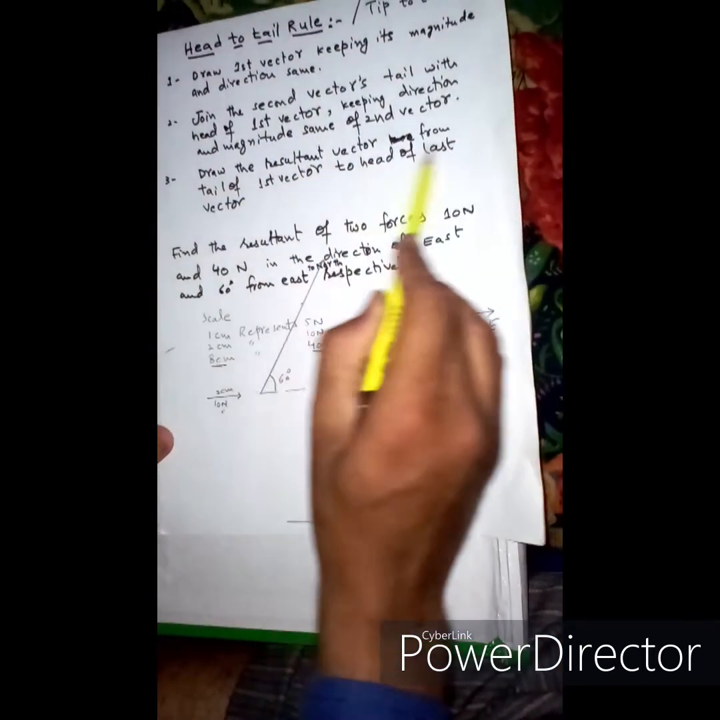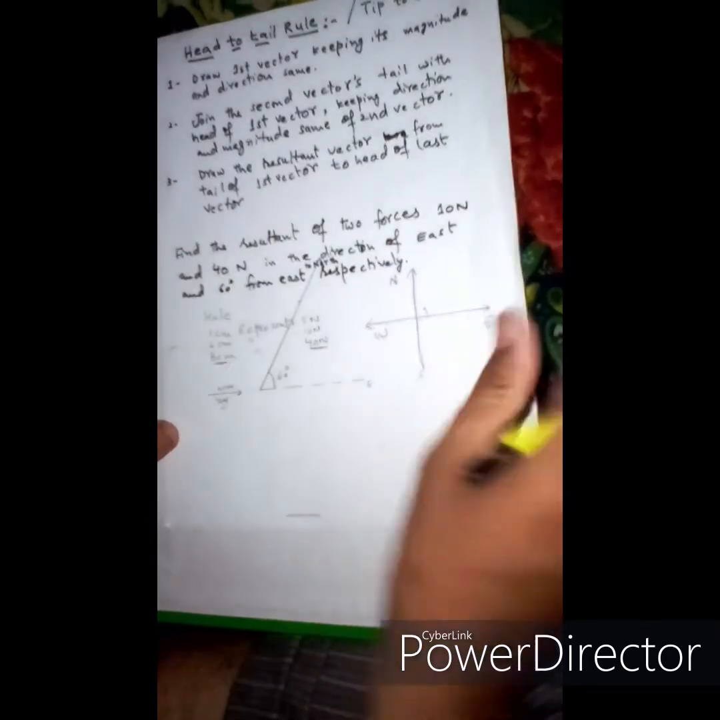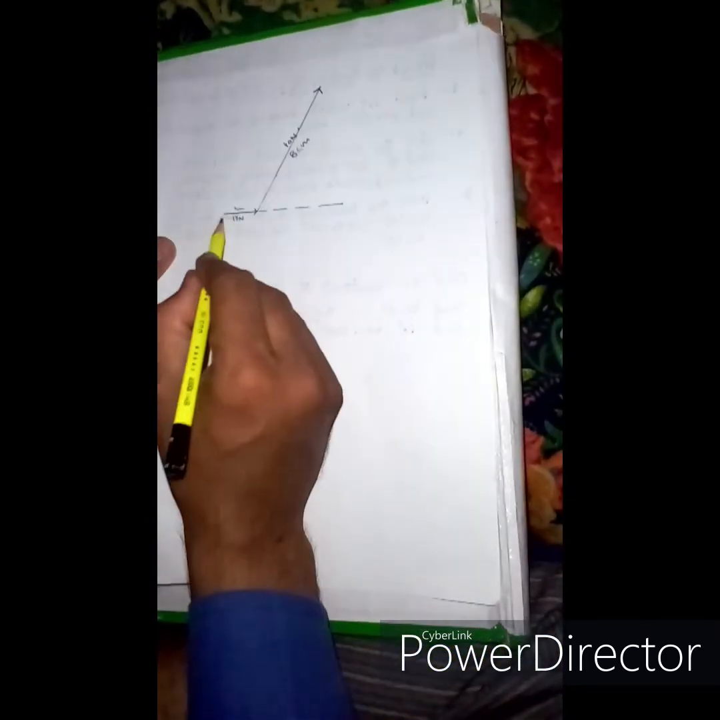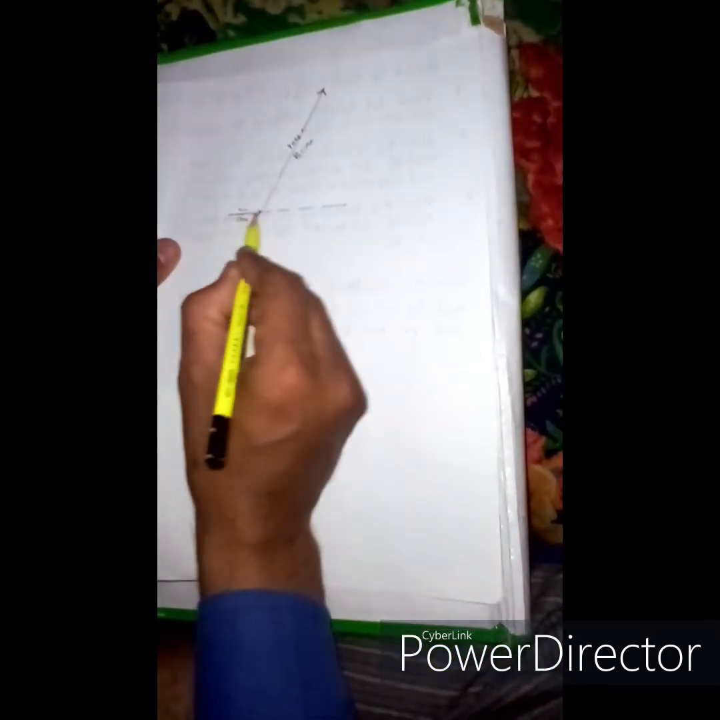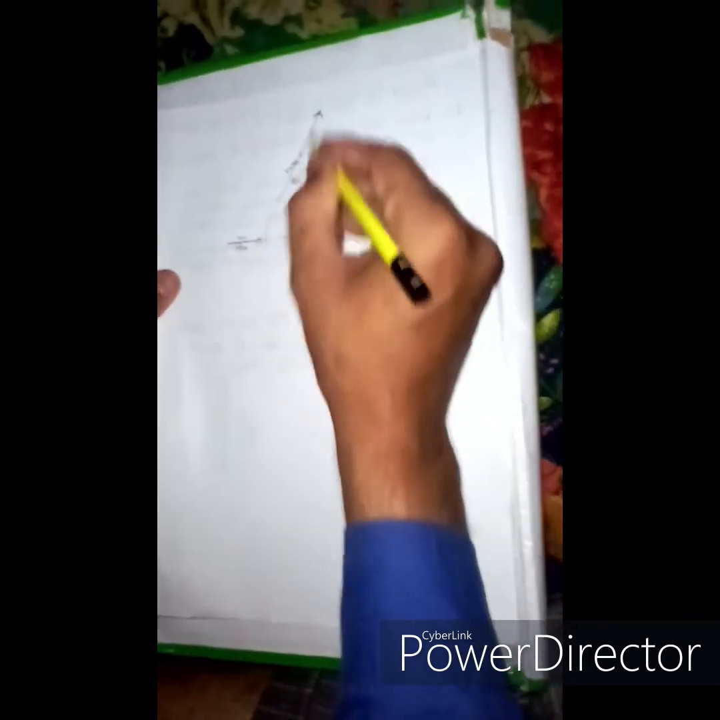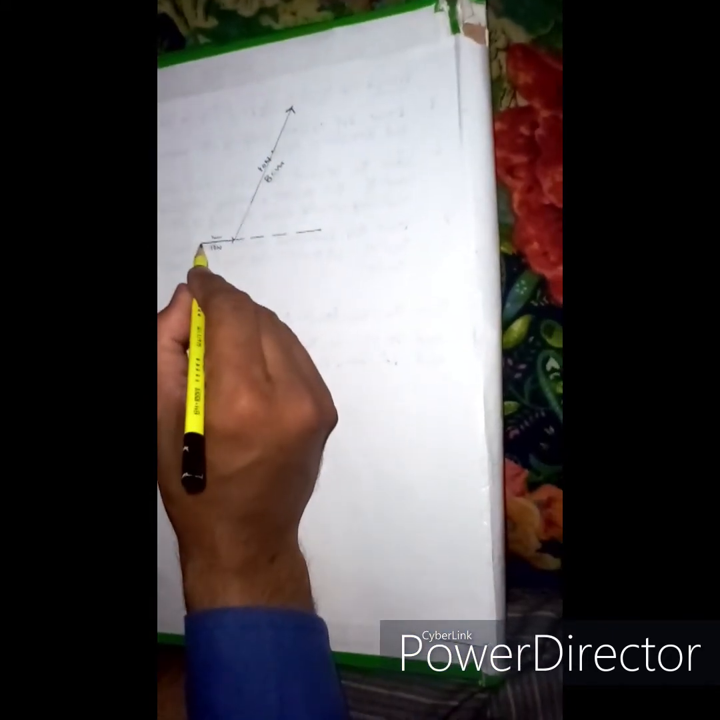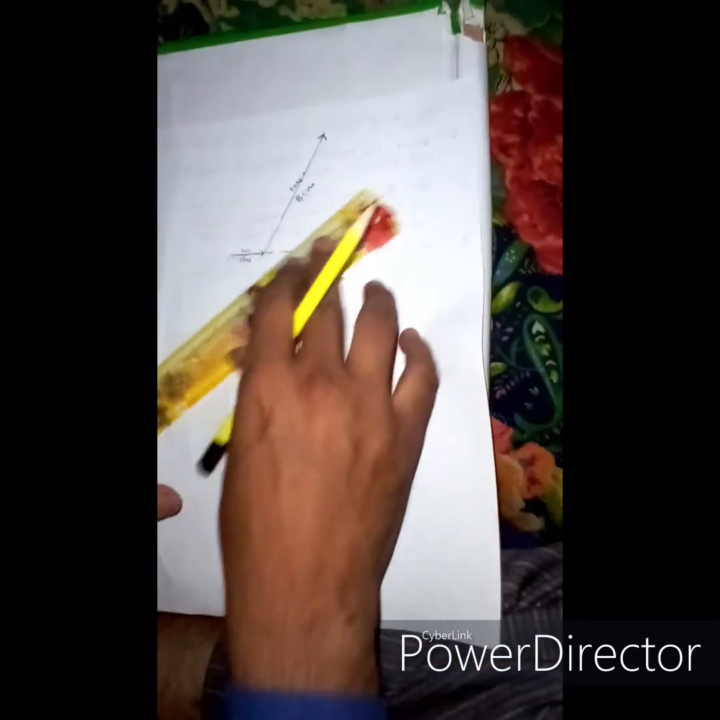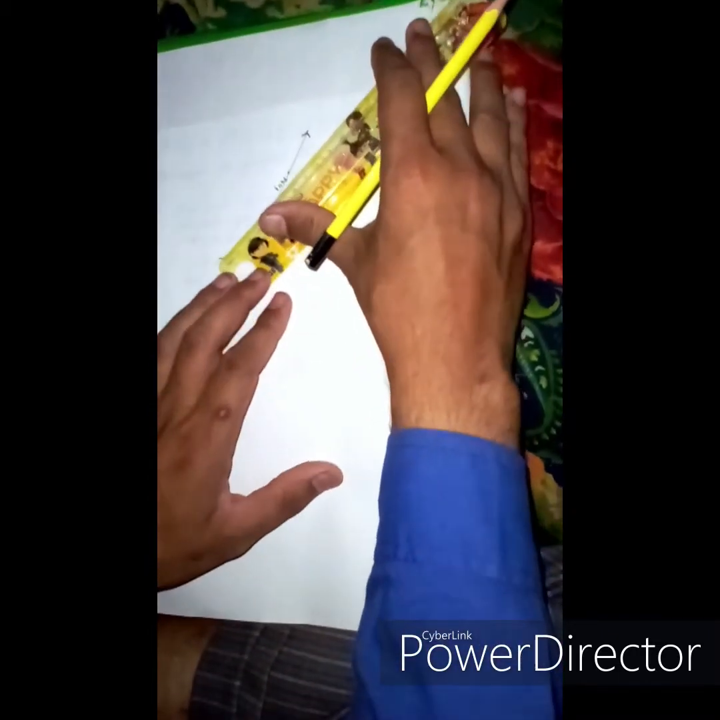Now, how do we get the resultant? Draw the resultant from the tail of the first vector to the head of the last vector. This is the first vector that we have drawn, and this is the second, the last vector. So the tail of the first vector to the head of the last vector we join, and we can get the resultant right here.